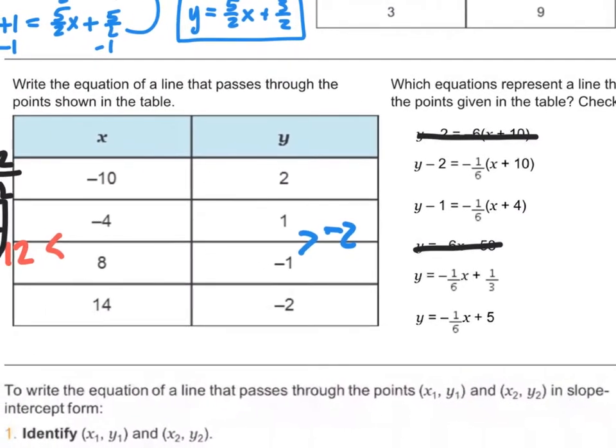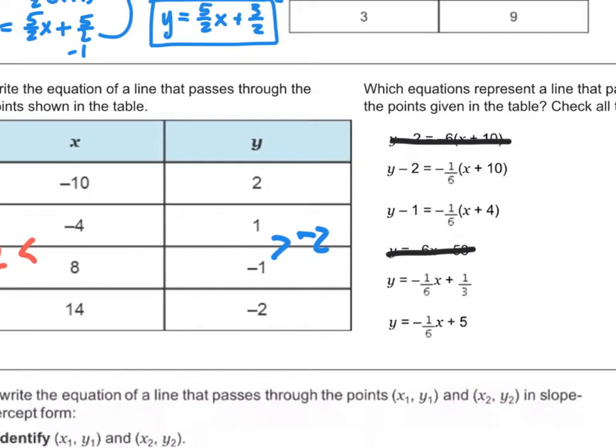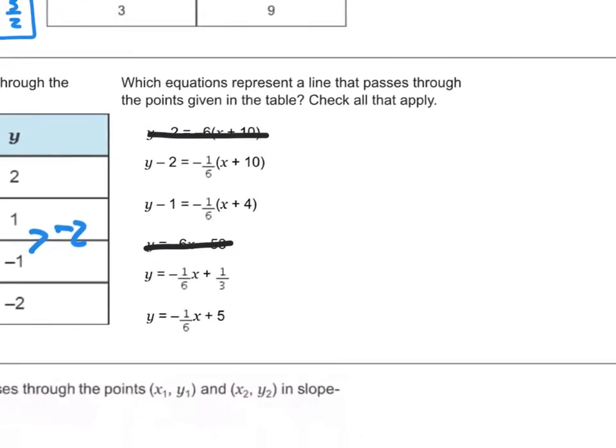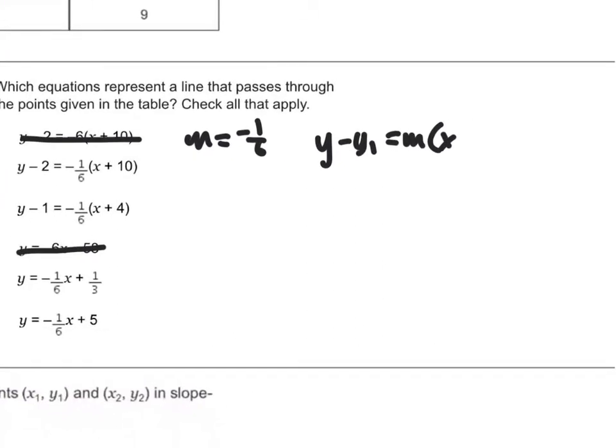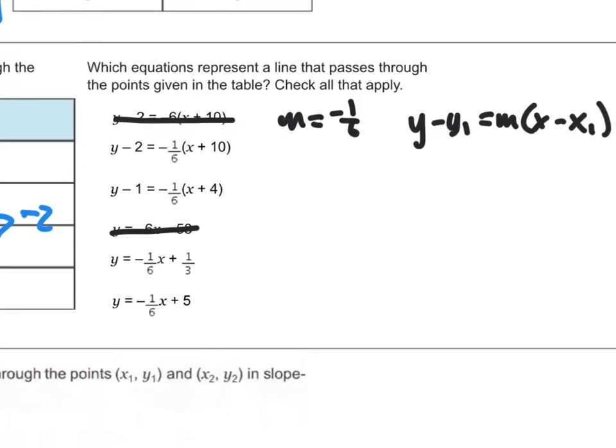And what I'm going to do here is figure out, let me write this out. Slope is -1/6. If we use y minus y sub 1 is equal to m times x minus x sub 1, let's take a look and see what we can get out of this. Now, what this shows me here is that I have the point negative 4, 1, okay?